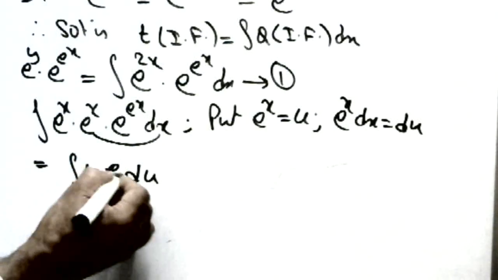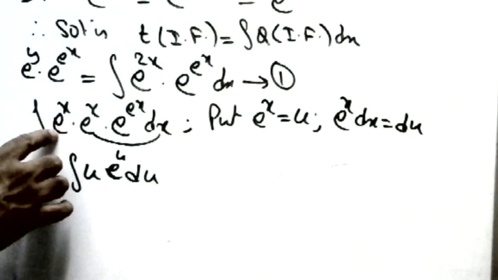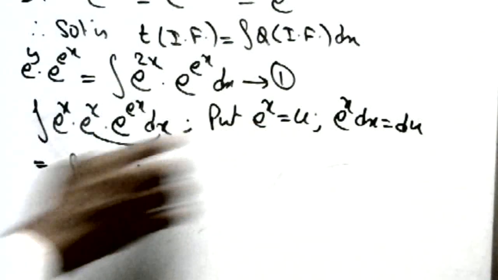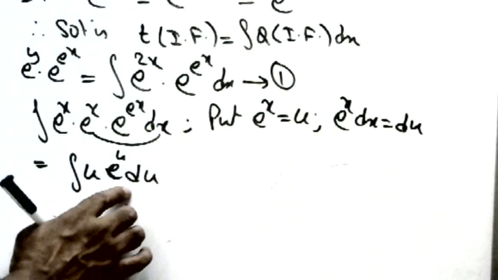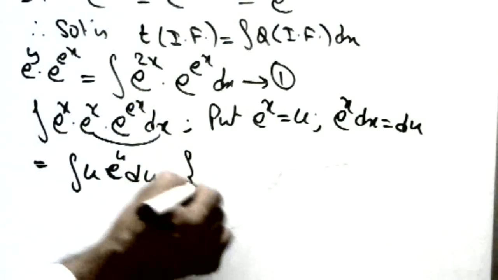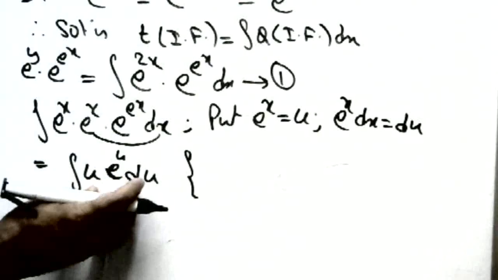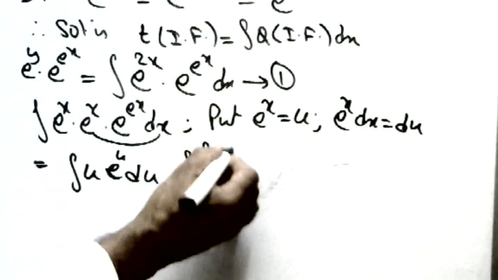Now what is left here? E power e power x, and e power x is u. Got it? One e power x we write as u. Another e power x dx is du. And e power x is u. So this is of the product type. This is done by the method of integration by parts.